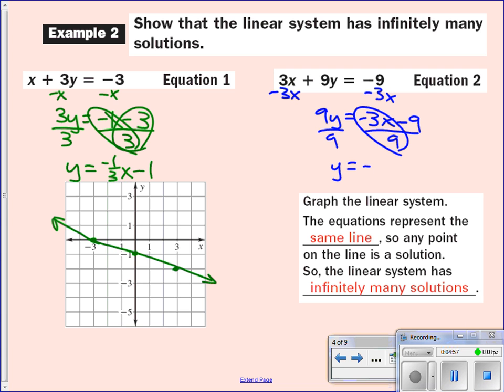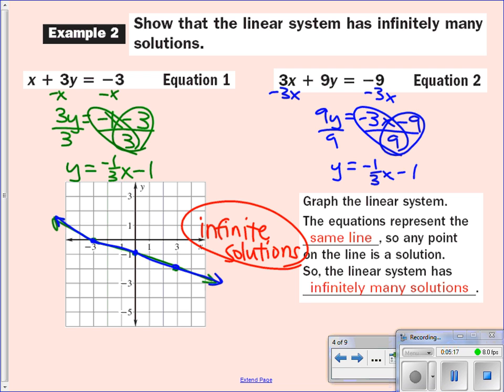This is 1 minus 1. And hey, they end up being the exact same line. If they end up being the exact same line, you can tell me that there are infinite solutions. We can't actually say all numbers because that's a real number and it's not a solution. It's all of the numbers that are on the line. So we just say that there's an infinite number of solutions. We can't list them all out.